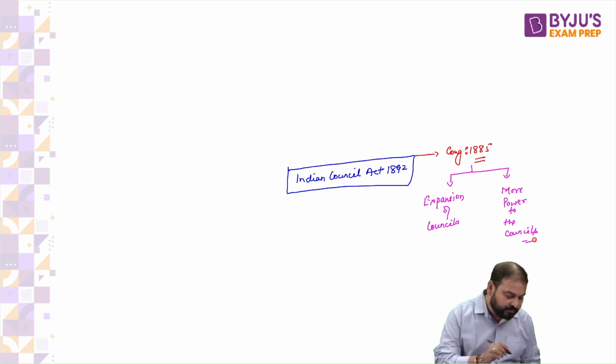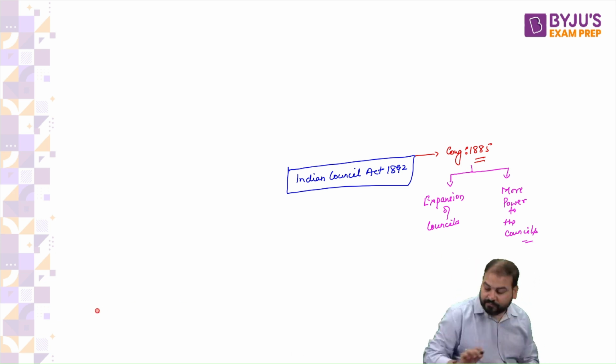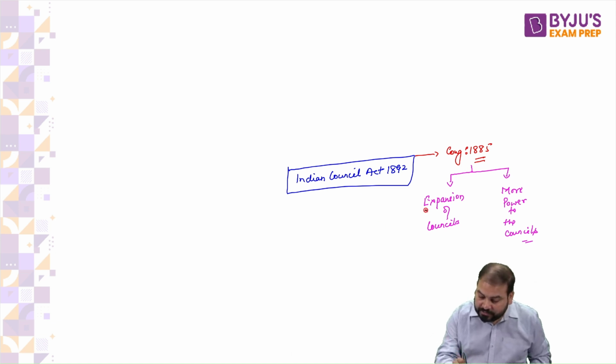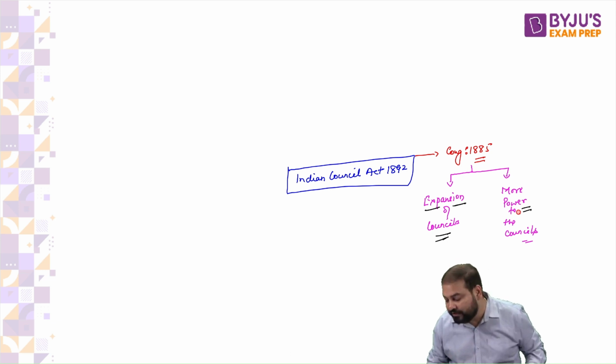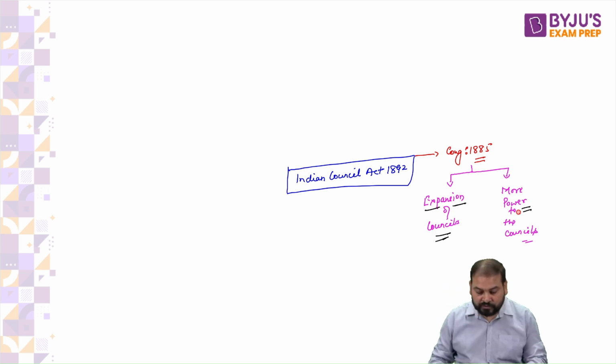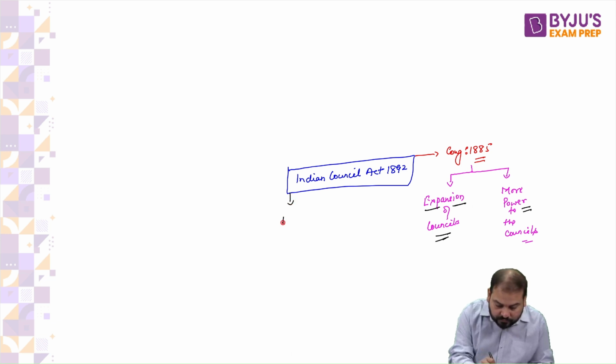Am I correct? All of you, you tell me. Am I correct or not? They were asking, please give it more powers. Please give it or make it expanded. That is, have more Indians in this. So in 1892, government added few more members.